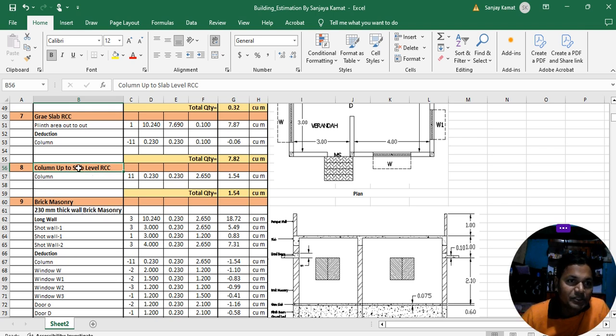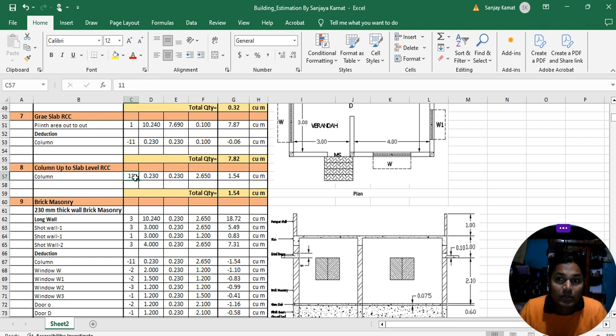In point number 8 we are going to estimate for the column up to slab level RCC. Column up to RCC means the column should touch the slab. For that level only we are going to estimate how much quantity is needed. We need the number, the length, the breadth and the depth required. That we are going to calculate for this column up to slab level RCC.